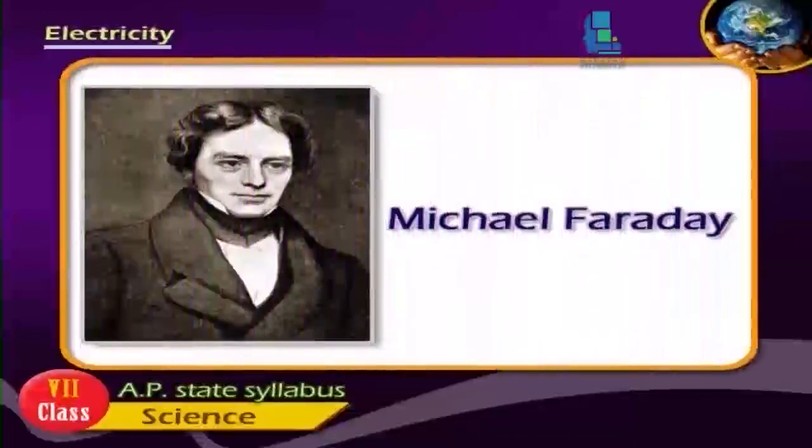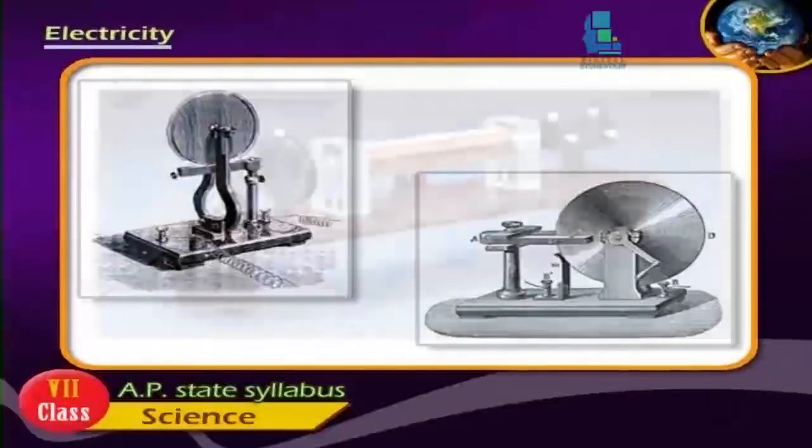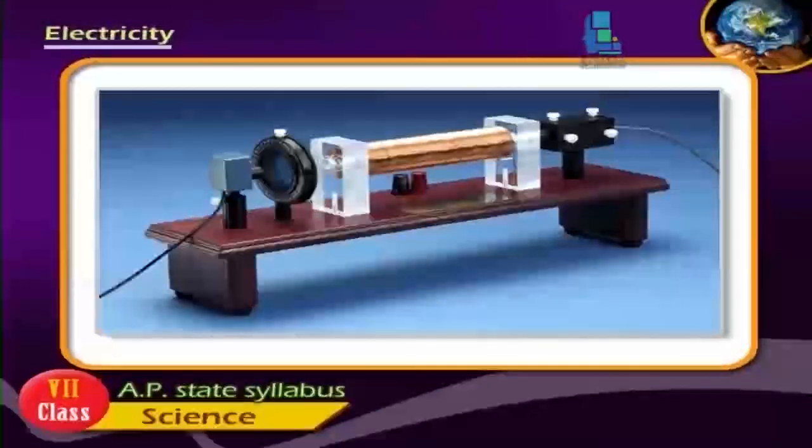Michael Faraday, 1791 to 1867, built the first electric generator or dynamo in 1831. He also invented the transformer.